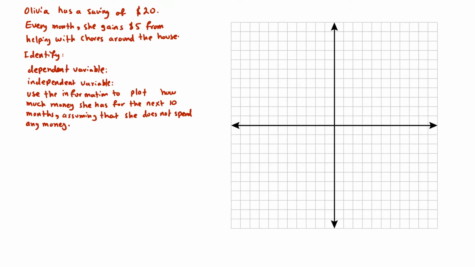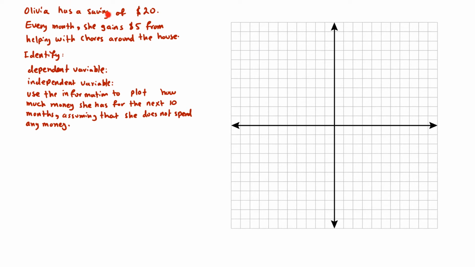Okay, let's put what we just learned into practice. So we got a question, and in this question we have Olivia, who has savings of $20, and every month she gains $5 from helping with chores around the house. Now, first thing we want to do is identify what is the dependent variable and what is the independent variable. And then we're going to use the information to plot how much money she has over the next 10 months, assuming that she does not spend any money. So we have to make sure that we are reading the question very carefully in order to be able to identify the dependent and independent variable in this case.